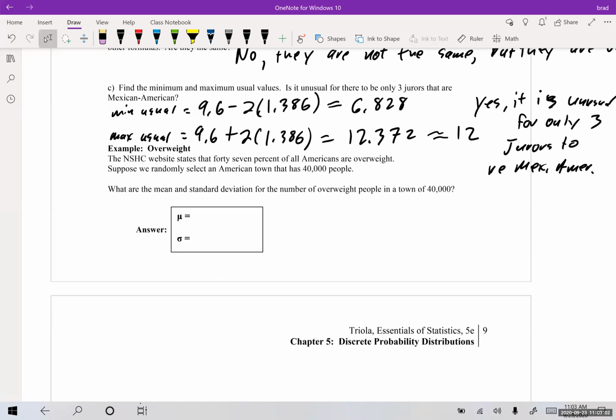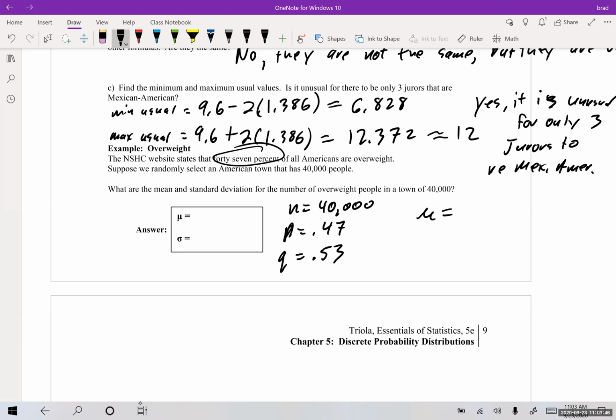So let me see here. It says the NSHC website states that 47% of all Americans are overweight. I don't know what that stands for, actually. Suppose we randomly select an American town that has 40,000 people. It said 47% are overweight right here, right? So it says, what are the mean and standard deviation for the number of overweight people in a town of 40,000? Okay, so they're either overweight or they're not. So that's binomial, okay? So our N is equal to 40,000, our P is equal to 0.47. So that means our Q is 0.53.